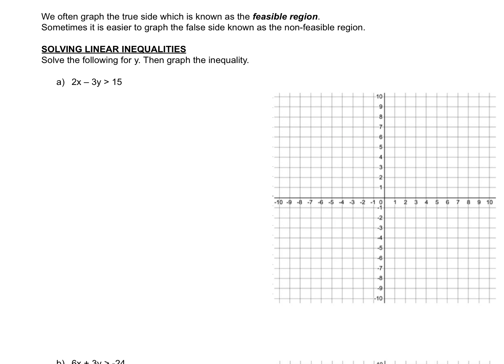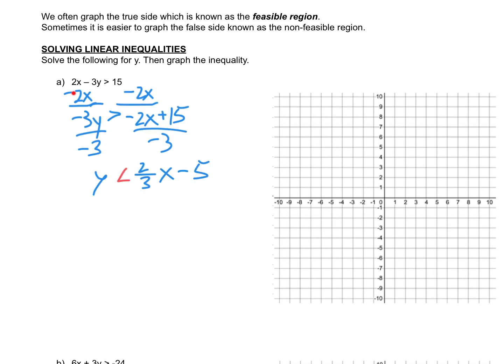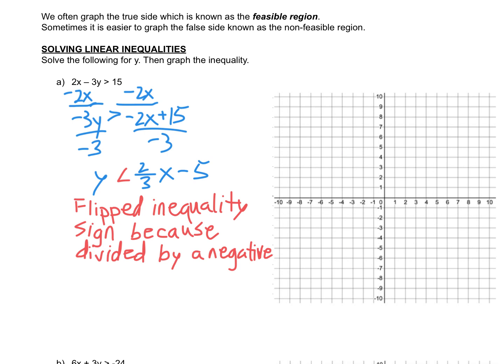Otherwise, that's going to look like this. We subtracted 2x from both sides to give me negative 3y greater than negative 2x plus 15, or you could say 15 minus 2x. From there, I divided by the number in front of the y, so I divided both sides by negative 3. Now that negative 3 gets divided into both parts, so I get y, I have 2/3 x minus 5, but notice that I flipped the inequality sign. I flipped the inequality sign because I divided by a negative. So now I can graph y less than 2/3 x minus 5.